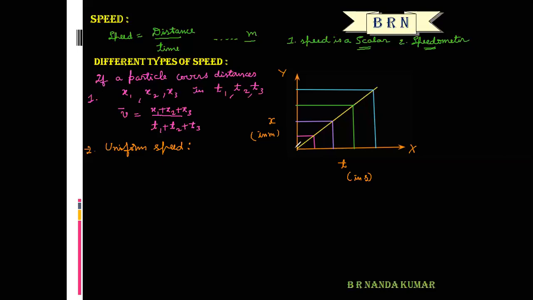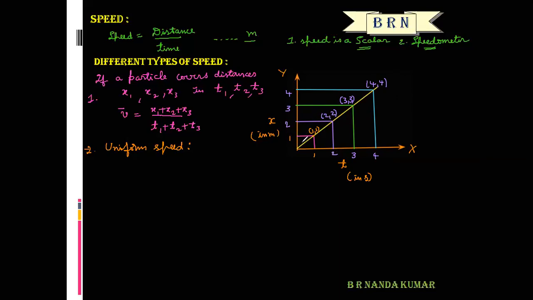If a particle covers 1 meter distance in 1 second, in this graph the point is (1, 1). If a particle covers 2 meters in 2 seconds, the point is (2, 2). If it covers 3 meters in 3 seconds, the point is (3, 3). If it covers 4 meters in 4 seconds, the point is (4, 4). Actually, this is uniform speed.